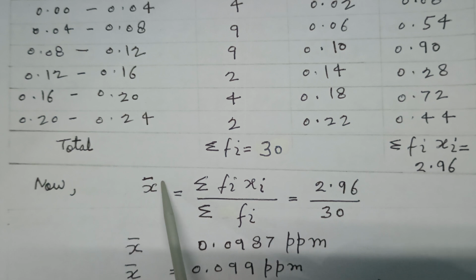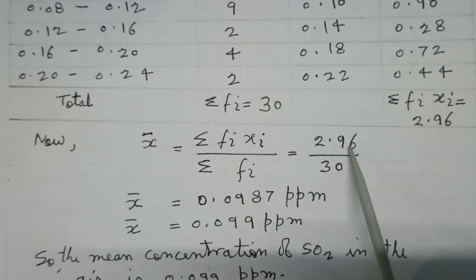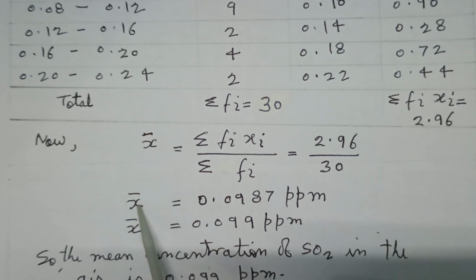So now the formula: x bar or x mean is equal to sigma fi xi upon sigma fi. Now put the values of sigma fi xi and sigma fi. So it is equal to 2.96 upon 30. Dividing by 30, x bar or x mean is equal to 0.0987 ppm. Now we have to round it up to 3 decimal places.